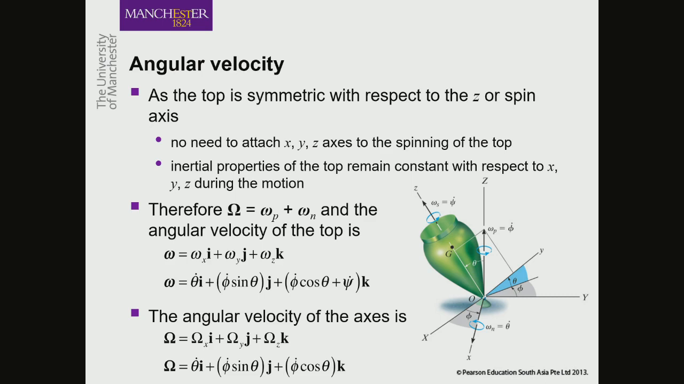Since the Z axis is the symmetry axis, even if the X, Y, Z frame will not rotate with the same speed as the body itself, still during the rotation, the moment of inertia terms will be constant. Does it make sense? No.